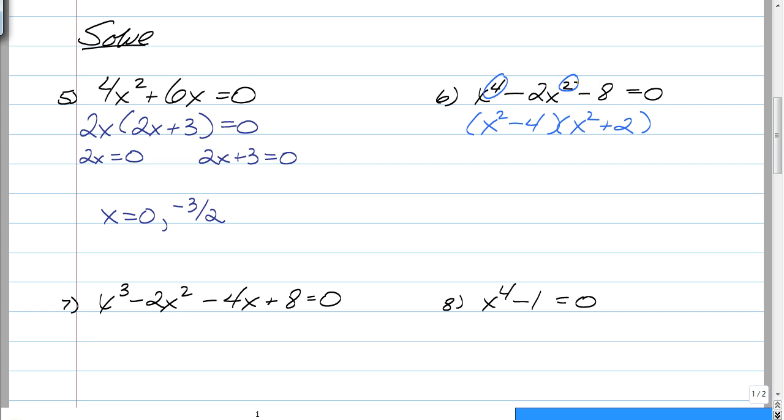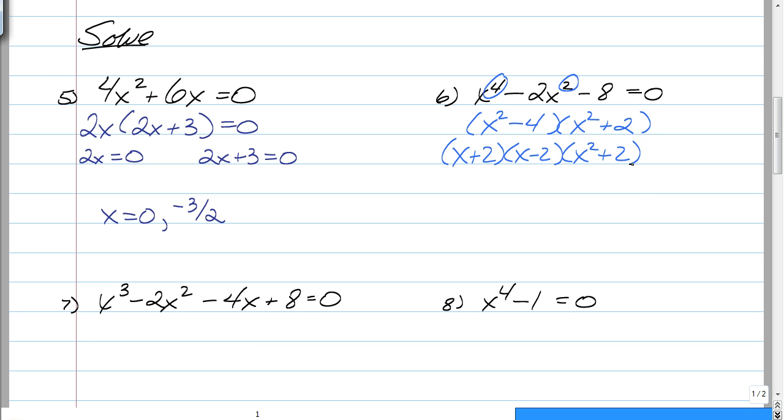So it's still the same: what multiplies to a negative 8 but adds to a negative 2? It's just that your first term is going to be x squared instead. And then you recognize that x squared minus 4 is the difference of two squares. So we have an x plus 2 and an x minus 2. And this is an x squared plus 2.